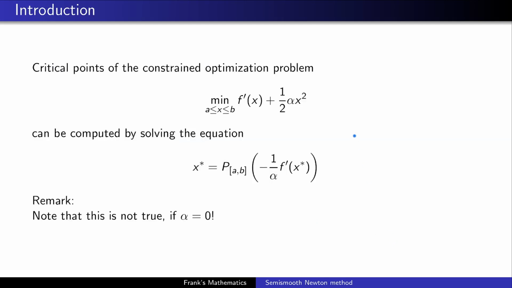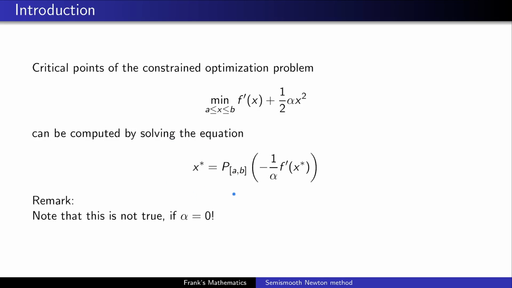And you can see it here again, what I just told you, that the critical points, which are the points which are interesting, of the extended constraint optimization problem. So here we have again this Tikhonov regularization term. This can be computed by solving the fixed point equation we just derived, which is equivalent to the first order optimality condition. This is something we can now tackle with our Newton method.